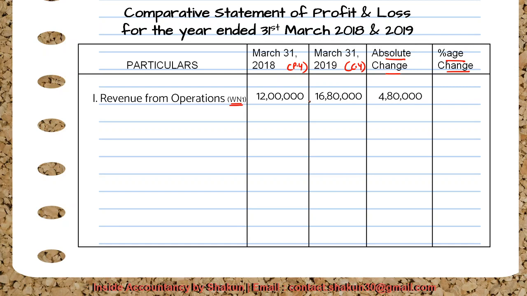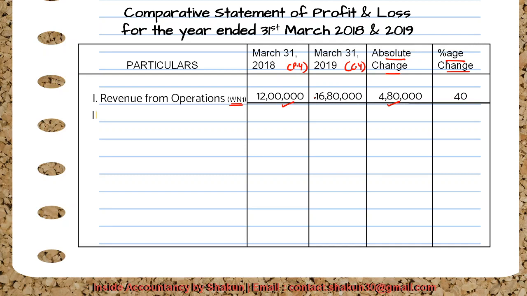Absolute change from 12 lakh to 16 lakh 80,000. So absolute changes, there is an increase, so increase of 4 lakh 80,000. Then we find out the percentage change. 4 lakh 80,000 divided by 12 lakh into 100 gives us 40%. Then there was no other income given to us, so this is our total revenue.